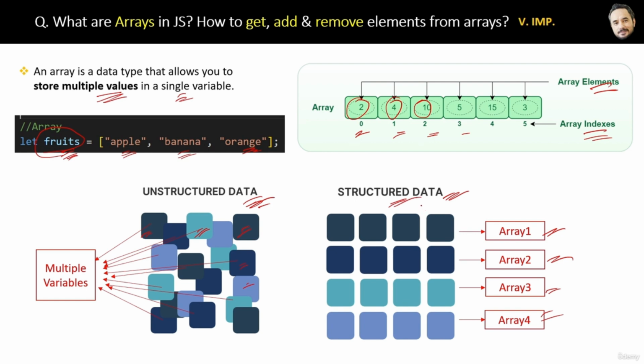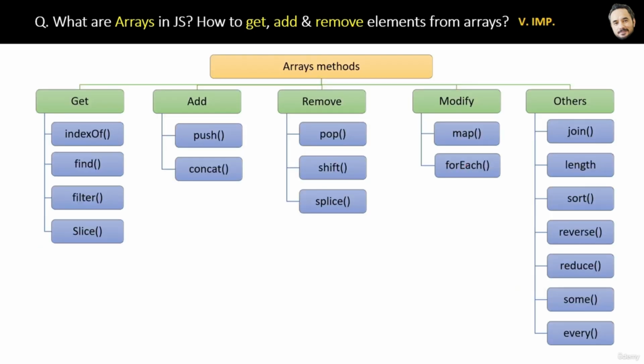So that is the advantage of arrays, to structure the data in a better way. The next part is how to get, add and remove elements from an array. And here is a list of the methods of the arrays to do all these operations. Get methods are there to get any specific or particular element of any array. Add methods are used to add more elements to an array. Remove methods are used to remove or delete elements from an array. Then modify methods are used to modify the elements of the array. For example, if you change the spelling of the apple element by using the array modify methods, right? Then there is a list of other methods also that can be used for different purposes.